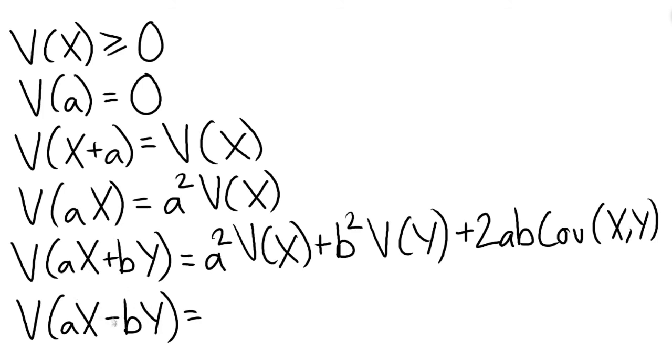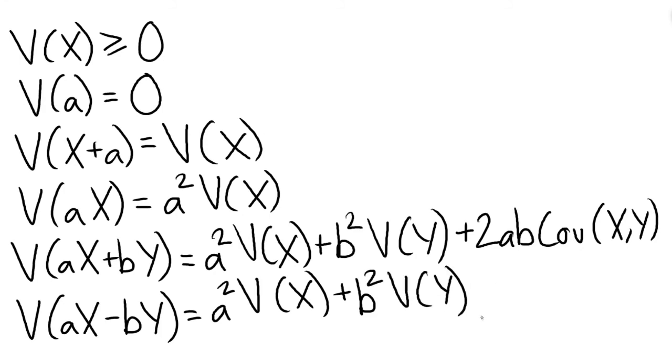So let's look at the next one. What will happen when we have minus? Well, the first thing will still be the same. And we will have plus here again, b squared variance of y. And the next term here will be minus 2ab covariance of x, y. So we see that these are very similar, it's just plus or minus depending on if it's plus or minus in here.